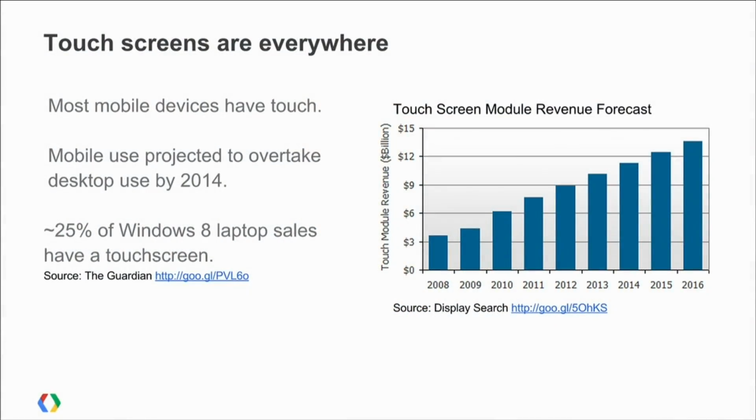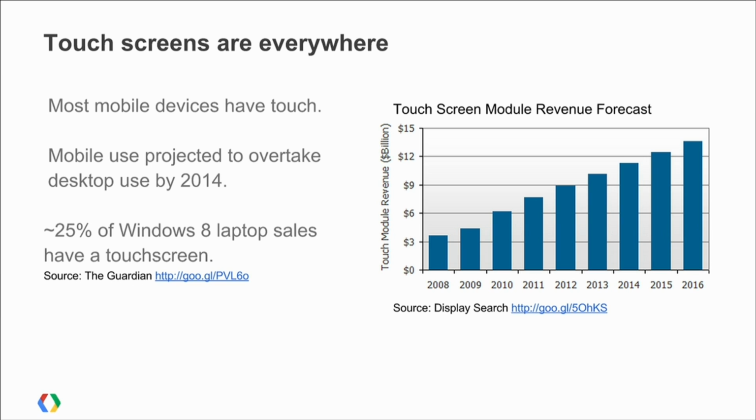So just to motivate that, I'm sure you've all got a touchscreen device, or maybe two, or maybe three, now that you've got pixels. And so touch is becoming even more ubiquitous than it was a year ago. Mobile use in general is projected to overtake the desktop sometime early next year. And the revenue forecasts of touchscreen modules only corroborate that. You can see it's a very up and to the right kind of graph.